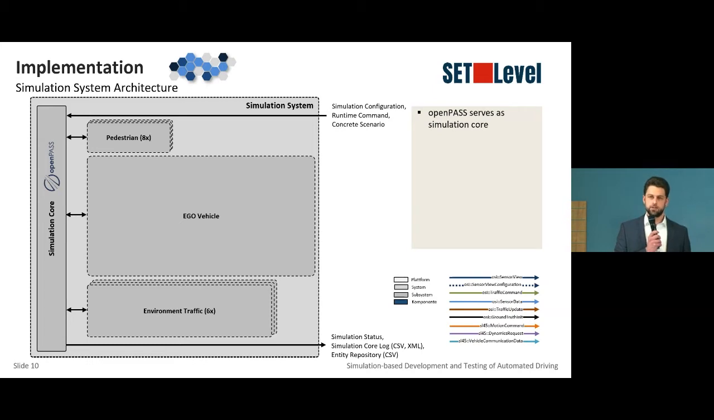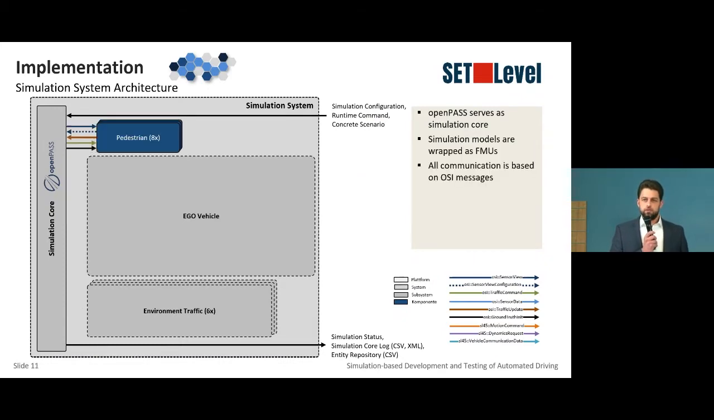For now, let's focus on the simulation system, where we somehow have to couple all the agents that we need in our simulation together with a simulation core. In our case, we decided to go with the open source tool OpenPASS, as it already offers great capabilities, and we only had to extend certain features of it in order to run the simulation. Coupled with OpenPASS, we have the three agent types. We have pedestrians in our scenario, we have the ego vehicle, and we have environment traffic, which really means the vehicles that are also part of the scenario.